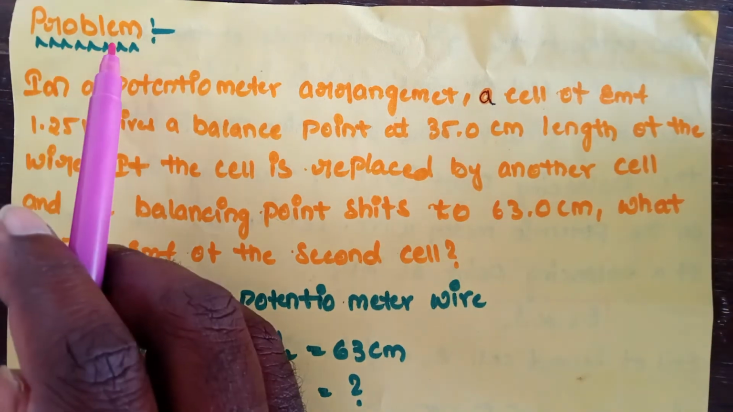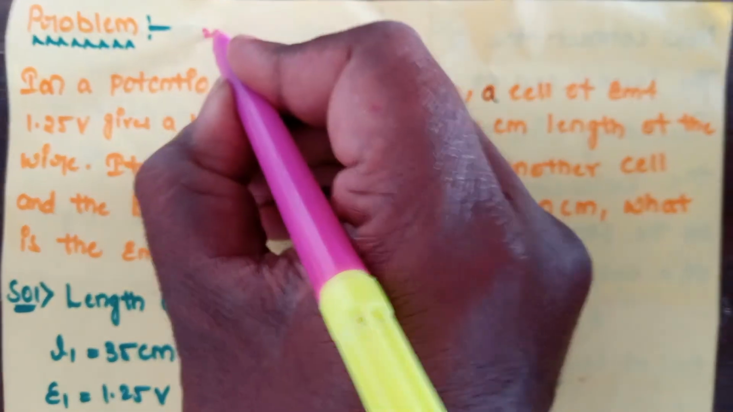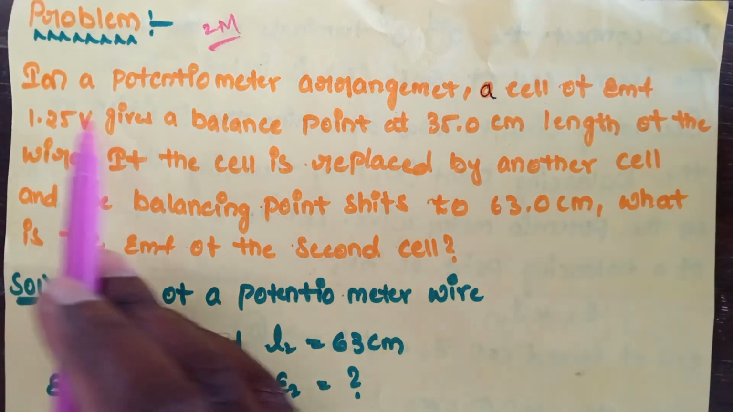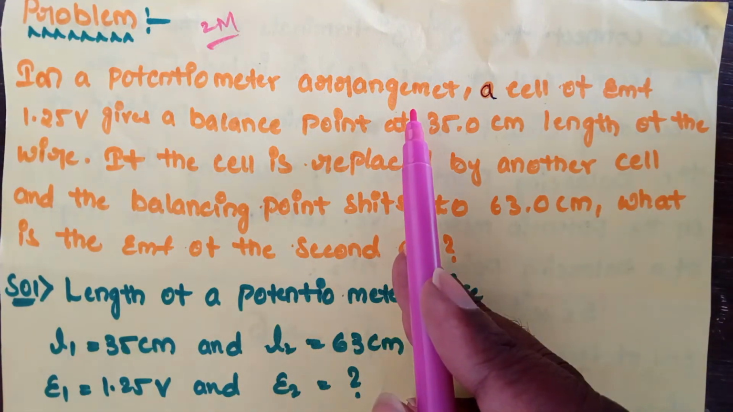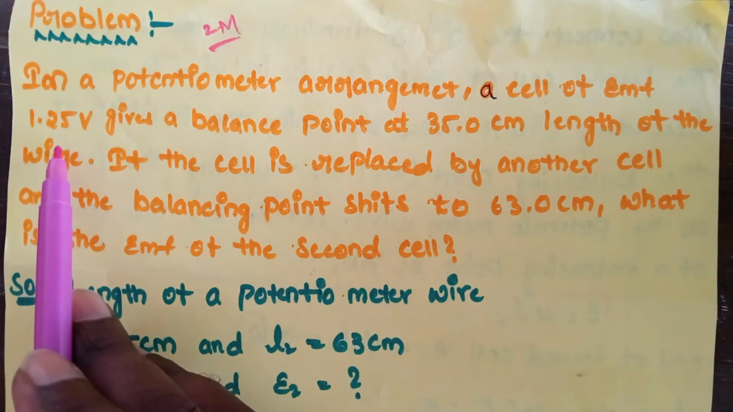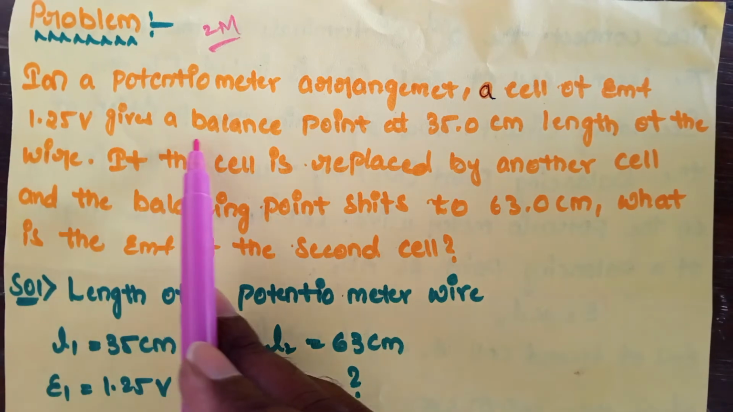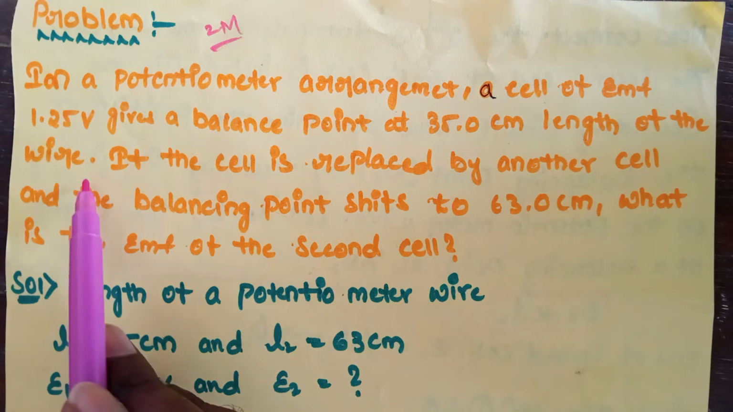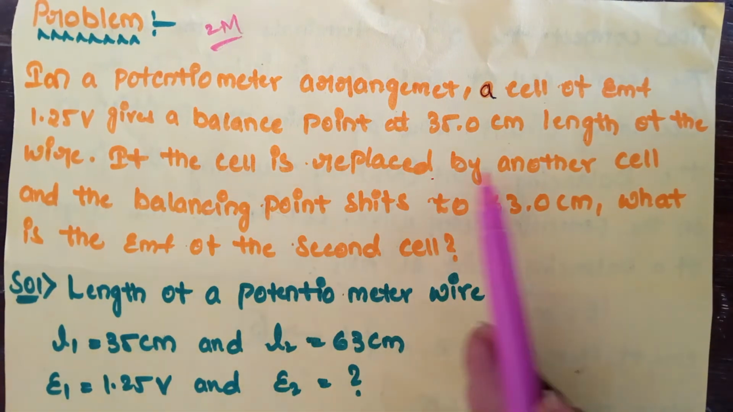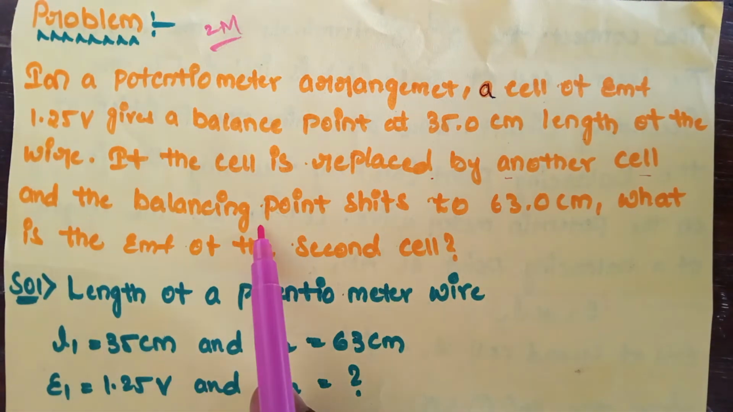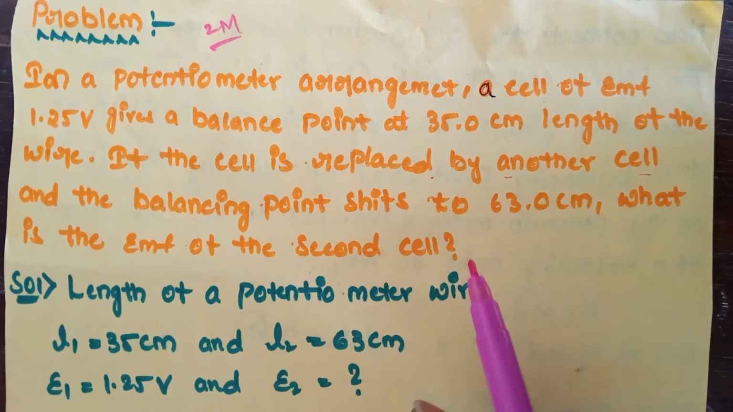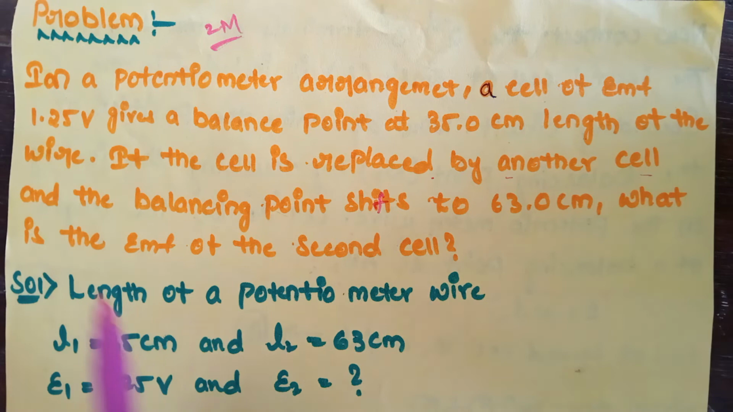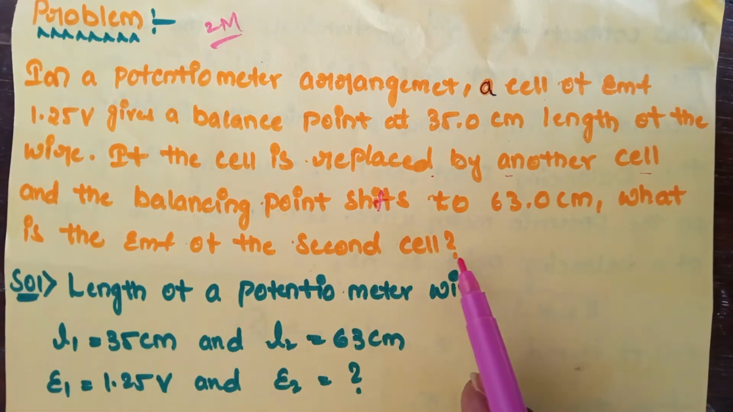Now this is the problem. Problem for 2 marks, theory for 6 marks, total 8 marks. In a potentiometer arrangement, a cell of EMF 1.25 volts gives a balance point at 35 centimeter length of the wire. If the cell is replaced by another cell and the balancing point shifts to 63 centimeter, what is the EMF of the second cell?